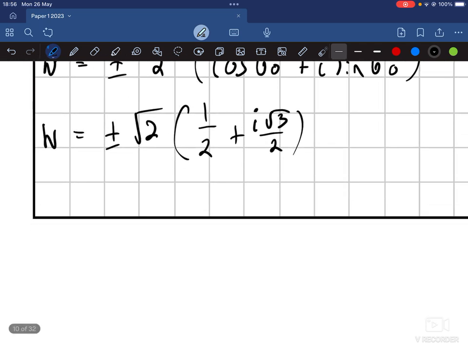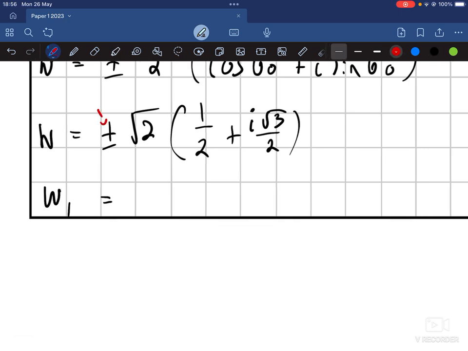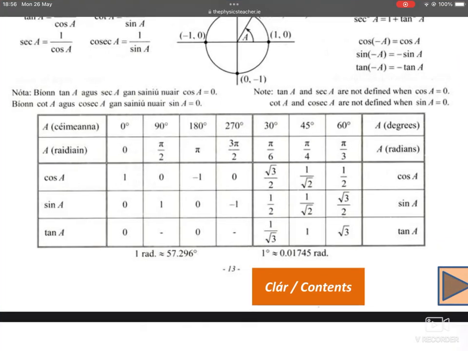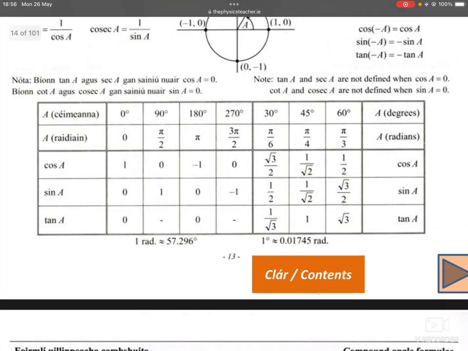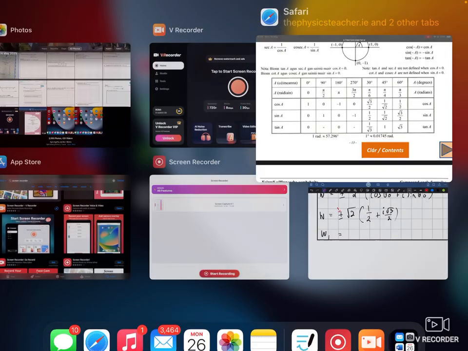Okay, so then we can say that I'll do w1, and I'm going to do that with the plus. So do one with the plus and then do one with the minus. I just want to check this is right. Looks okay. Cosine is a half. Yep. Okay, I think it's okay.